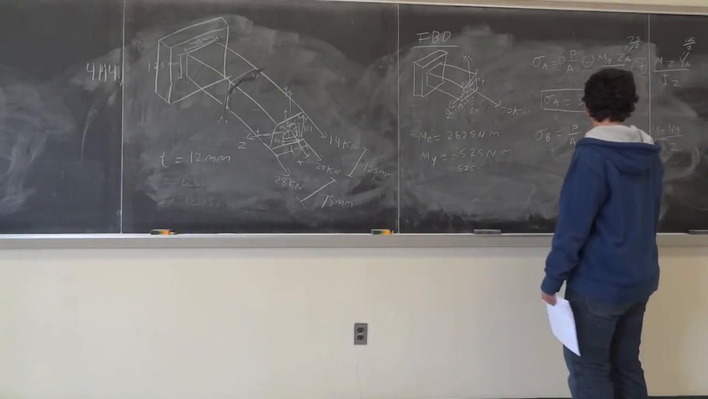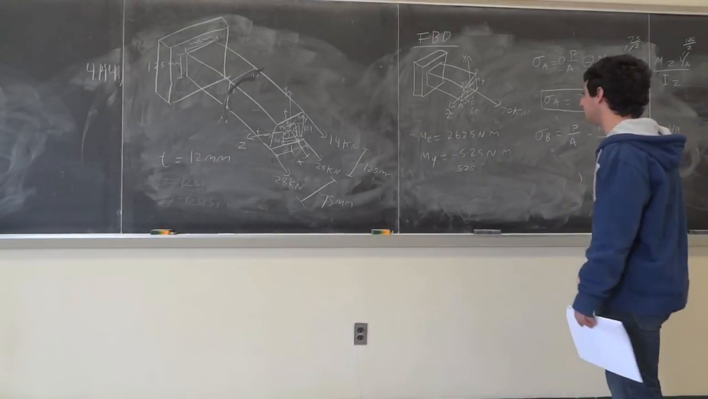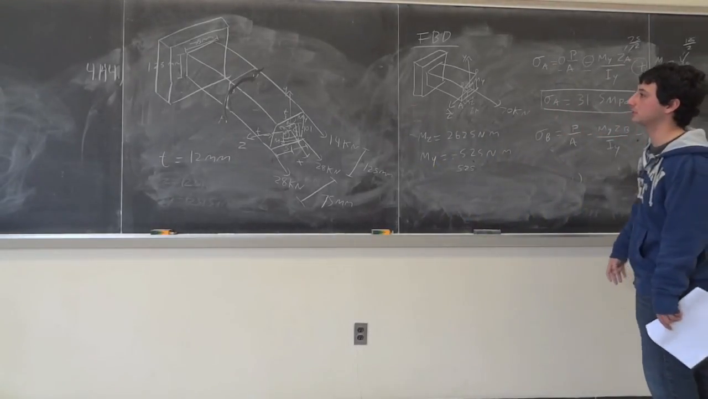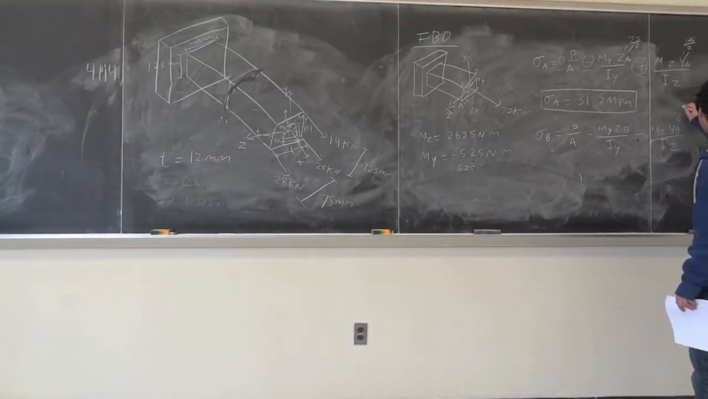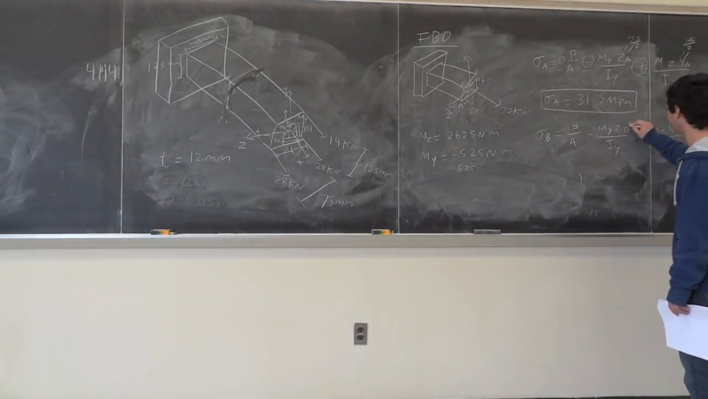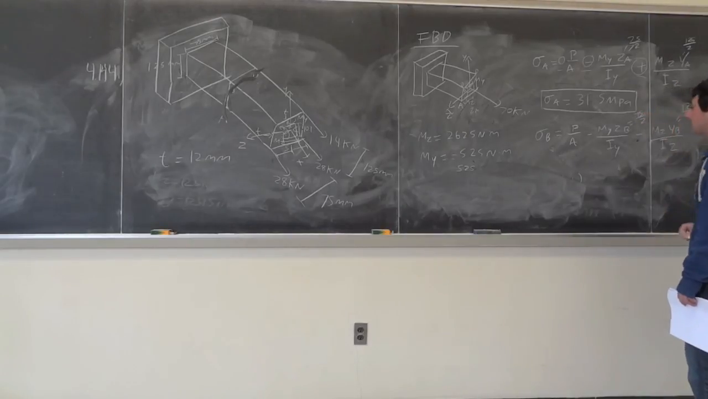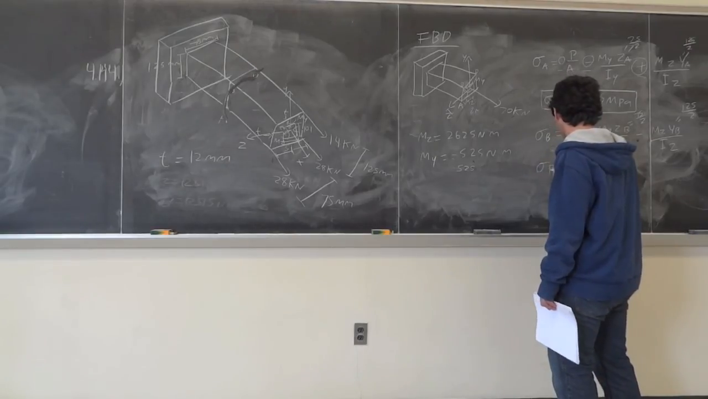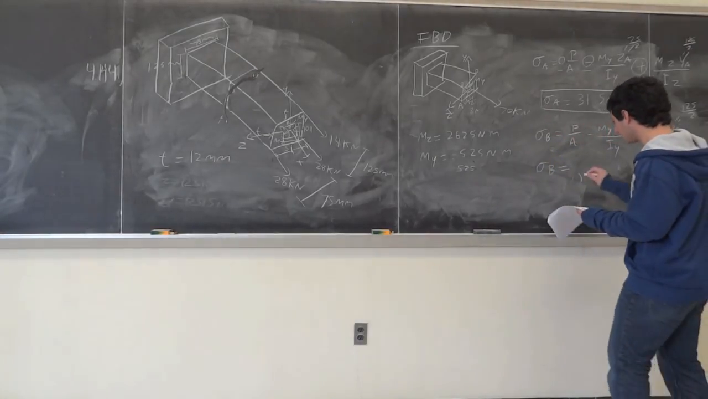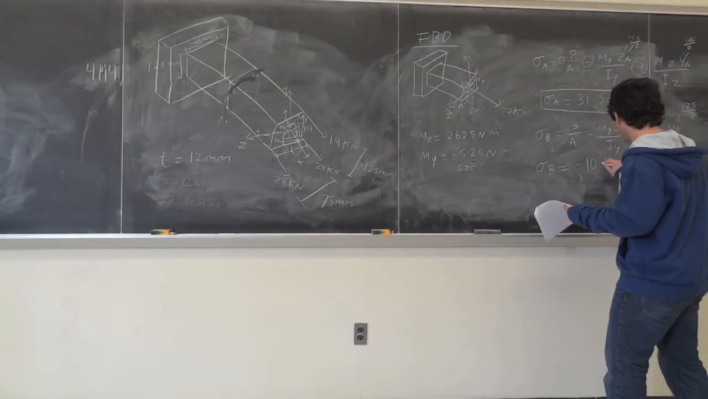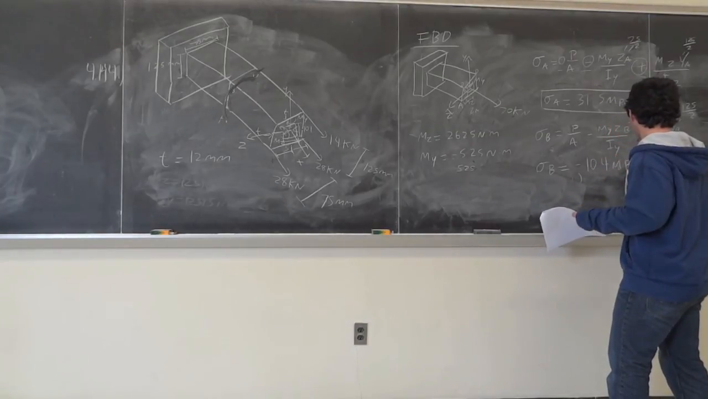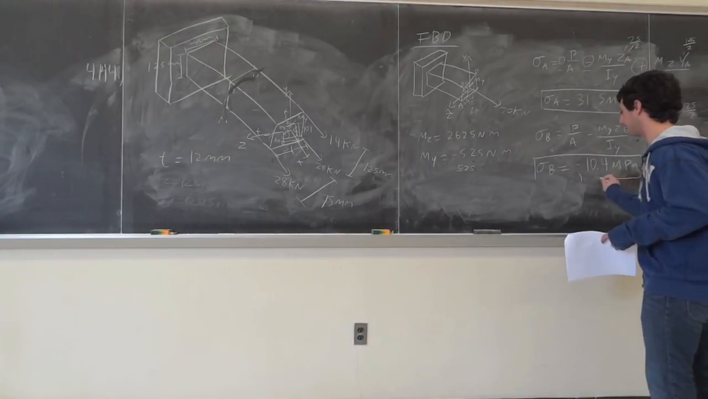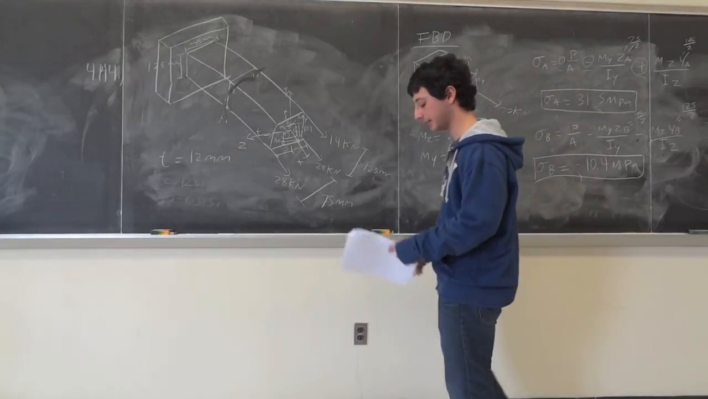Okay? So we know these values, yB and zB. You guys can find it. yB is just 125 over 2. zB is equal to 75 over 2. We found the moments. You plug them in. So the stress you get is equal to minus 10.4 MPa. Okay. So that's it.